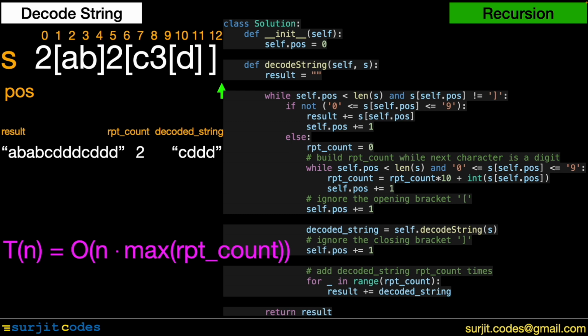Time complexity is n times the max value of repeat count, that is same as the previous method. Space complexity is of the order of n, the size of the input string, because the call stack size cannot be more than it.